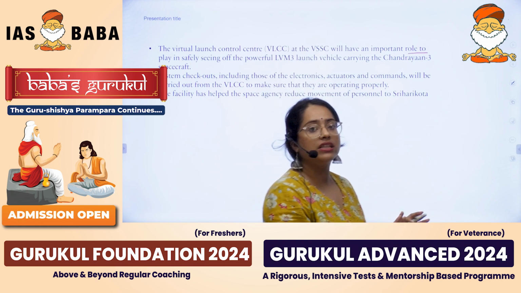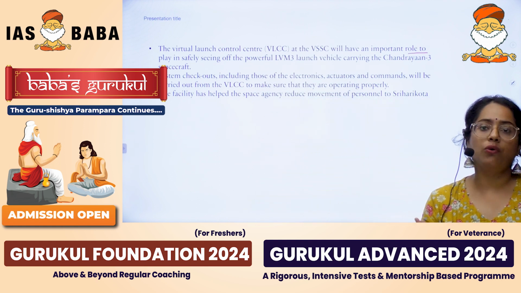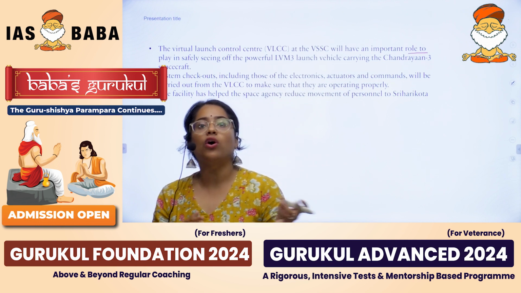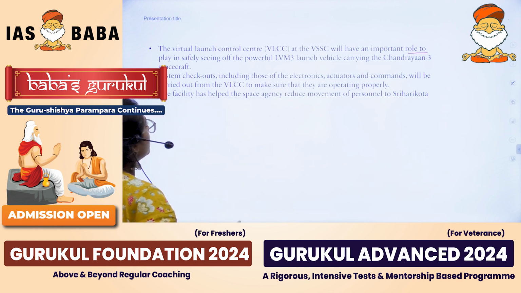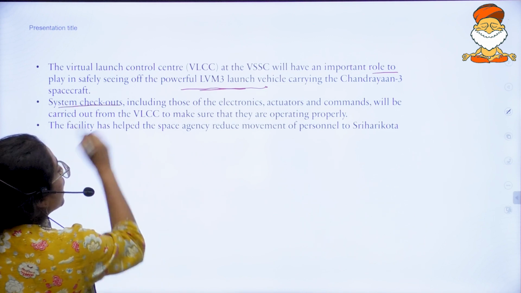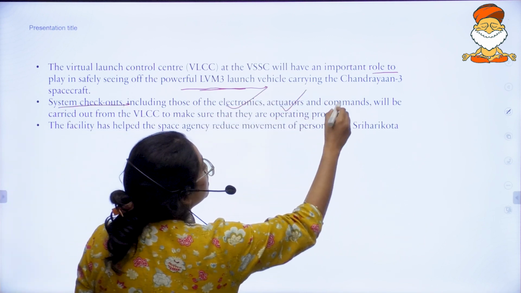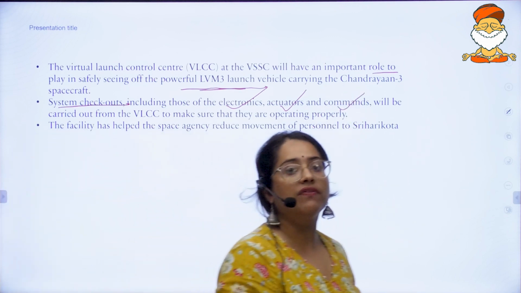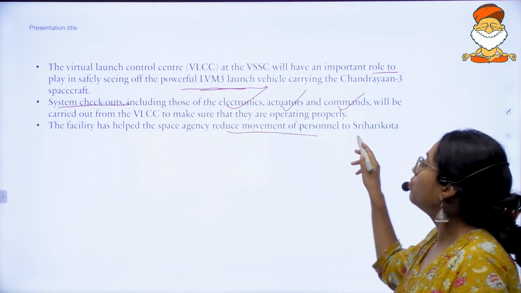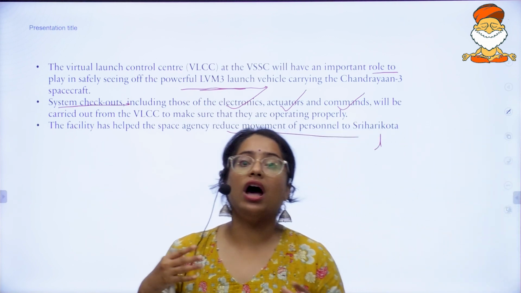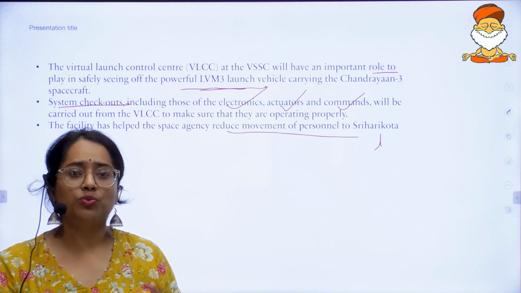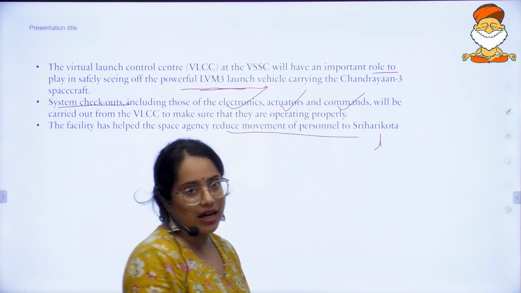The organization kept that body even after the corona period, because it was seen to be widely beneficial. So even in the Chandrayaan-3 mission, we had the virtual launch control center working. You will see that there is the powerful LVM3 launch vehicle which was going out over there. All the system checkouts of it, including the electronics, actuators and commands, everything was carried out from the VLCC center. They were the ones that made sure all of that was operating well. This actually helped the space agency reduce the movement of personnel to Sriharikota, and you can also have all the experts needed located at two different places. So this has led to the successful launches of a lot of missions, and now, to add to it, even Chandrayaan-3. So this is the purpose of it.